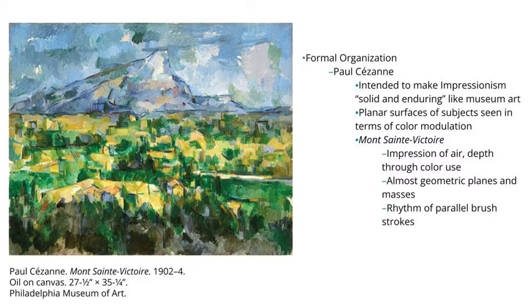And these planar surfaces of subjects are seen in terms of color modulation here, so changing the color in order to change the plane that we interpret the image to be on. This particular piece is called Mont Sainte-Victoire, and it has the impression of air and depth through the use of color. There's almost geometric planes and masses, as I said, and there's also a lot of rhythm in this because of how many different parallel brush strokes are all on the composition, all facing the same direction, and in that way kind of playing off of each other and creating that sense of rhythm.